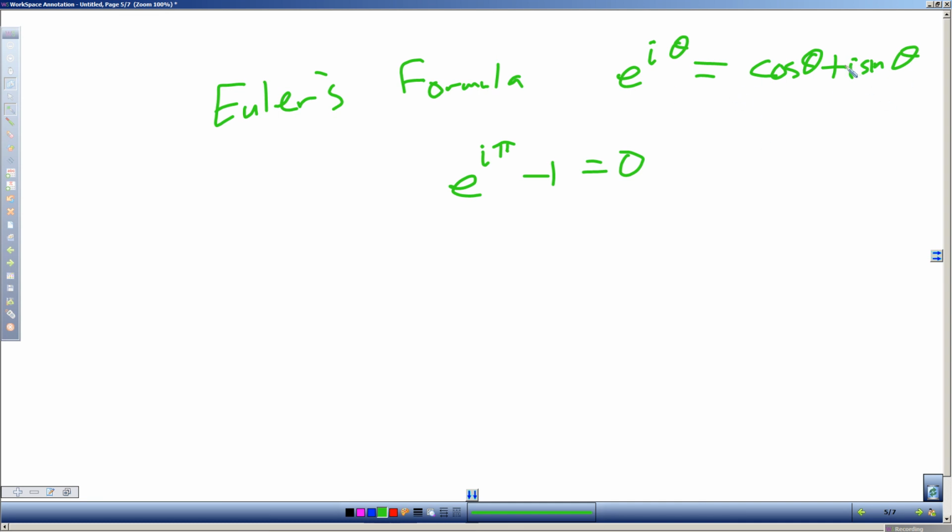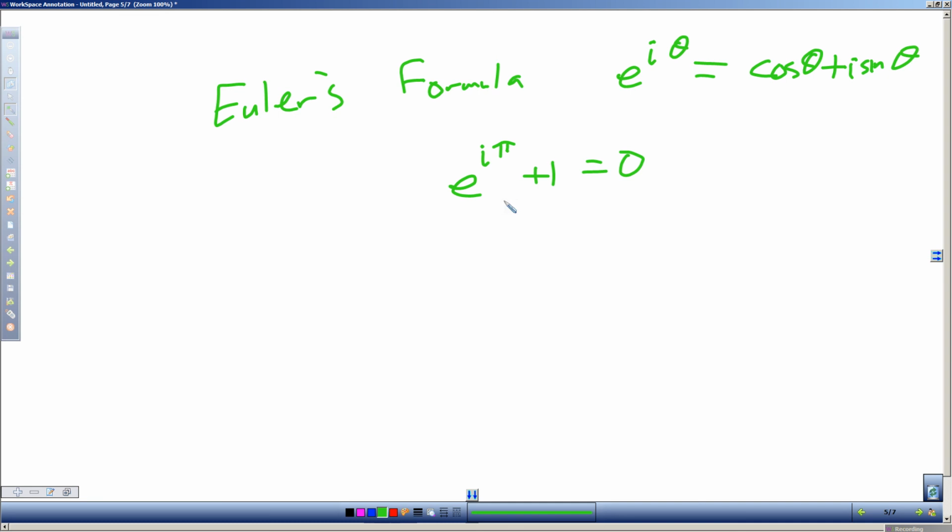Yeah, but cosine of pi. Cosine pi is 1. Or -1, sorry. So it should be plus 1, not minus 1. Negative 1. Sine of pi is 0. 0 times i is 0. That's why. So it should be a plus 1. I was thinking minus 1 didn't sound right.